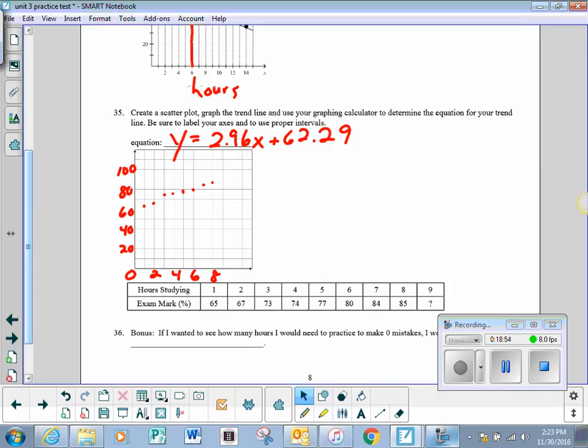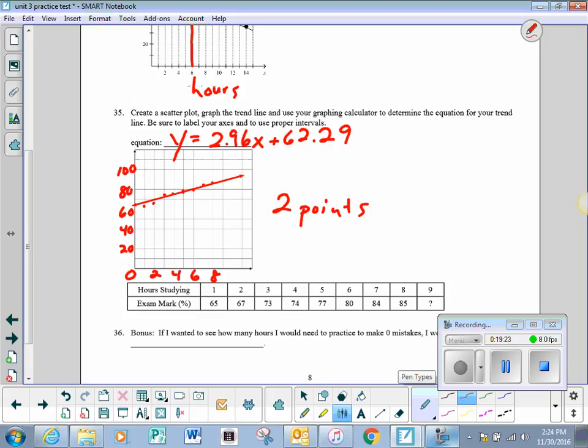So then if I draw a nice trend line through the middle of my data, which I can get off of my graphing calculator, I think it went through these nicely. So it looks something like that. If I look on my graphing calculator, it shows me exactly which points to put it through. I believe it was those three right here. Okay? And so that's my equation, and that's what my graph should look like. This is worth 2 points. And finally, the bonus. If I wanted to see how many hours I would need to practice to make 0 mistakes on this problem up here, I would be using extrapolation.